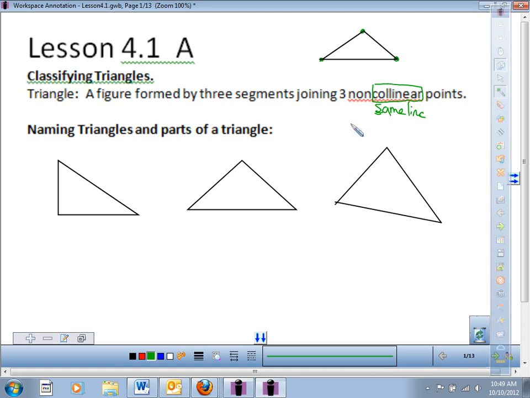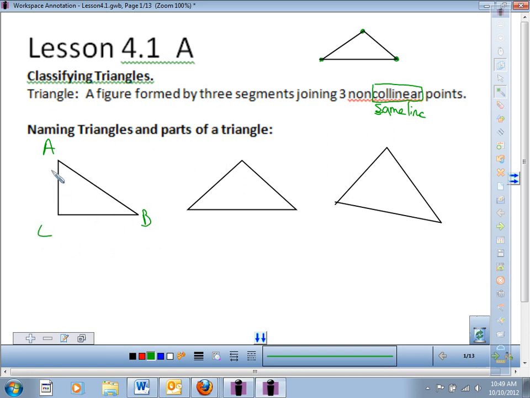Now we need to name the parts of a triangle. I have three different triangles right here, and we're going to look at how we classify these. But right now let's just name the parts of the triangle. So I'm going to label this vertex A, this vertex B, and this vertex C.